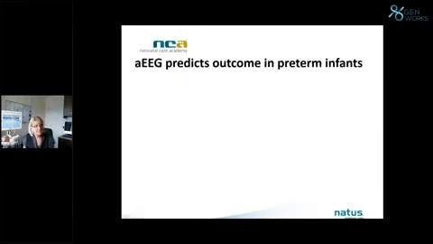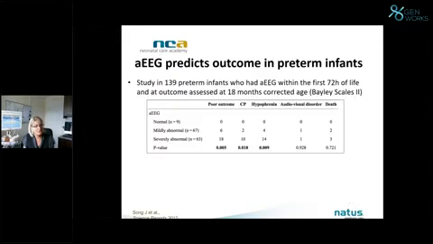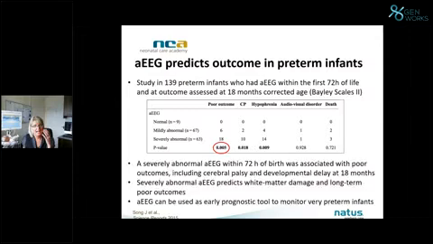So again, lots more studies have been done looking at the AEEG predicting the outcome in these preterm infants. This study looked at the Burdjalov classification of AEEG and graded the abnormal AEEG recording within the first 72 hours of birth. And they found that if it was abnormal within the first 72 hours of birth, it was significantly associated with poorer outcomes. And that includes cerebral palsy, developmental delay, etc. in preterm infants at 18 months corrected age.